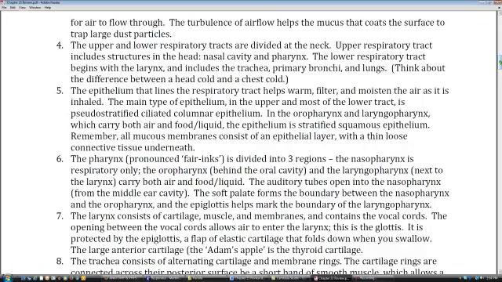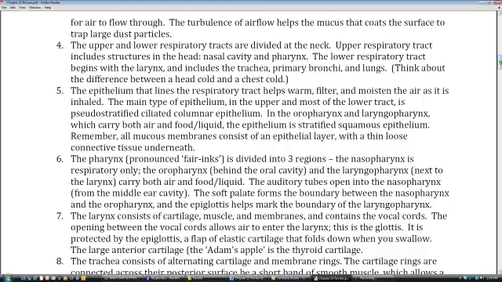For the most part, the epithelium that lines the respiratory tract is a ciliated, pseudostratified columnar epithelium. Floating over the top of the cilia will be mucus. Mucus traps the particles. The cilia move the mucus, and they're going to move it towards the throat. If you're in the upper respiratory tract, then you're moving it down. If you're in the lower respiratory tract, then you're moving it up.